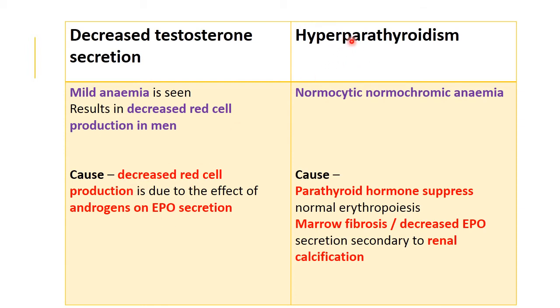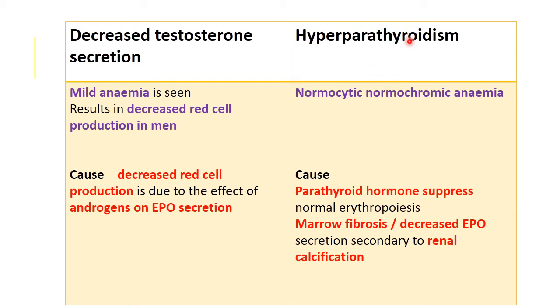The last one is called hyperparathyroidism, that means there will be increased secretion of parathyroid hormone from the parathyroid gland. So here there will be normocytic normochromic anemia itself. The cause for this type of anemia is that parathyroid hormone suppresses normal erythropoiesis.